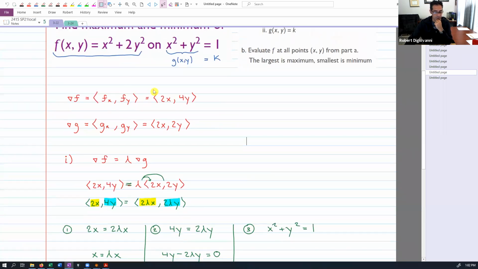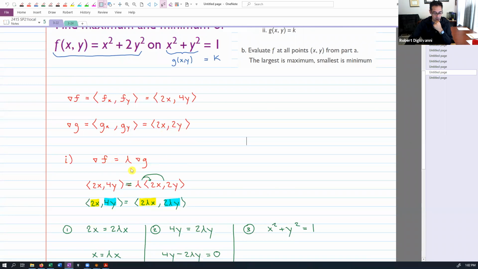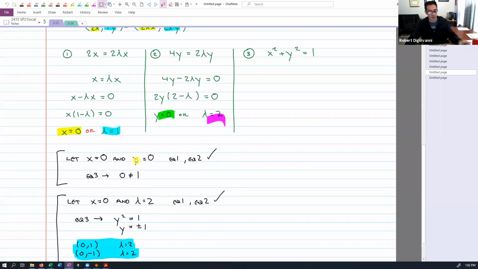So we started doing this. We didn't finish it. We took the gradient of f, and the gradient of g, treating the left side of the constraint equation like a function. Then we set the gradient of f equal to lambda times the gradient of g, and it broke down to be 3 equations. I said they're non-linear equations, so we can't use matrices. So we started with the first one. We divided by 2 and moved everything to one side, and got 2 solutions: x is 0 or lambda is 1. We did the same thing for the second equation and got y is 0 or lambda is 2.